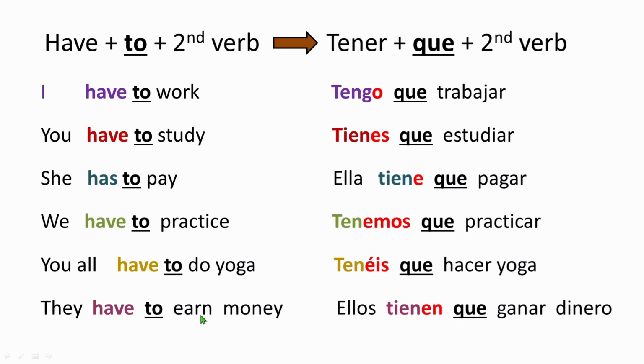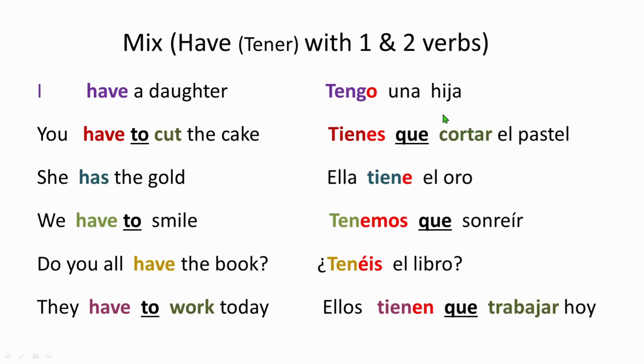They have to earn money. Ellos tienen que ganar dinero. Alright, so you just need to see this rule. First verb we conjugate, second, as a "to" we put "que", and the second verb we don't conjugate, we put as it is, as the parent verb. So yes, this is a very important rule. You can make a lot of sentences out of it. Are we going to see the sentences where there is just one verb and where there are two verbs?